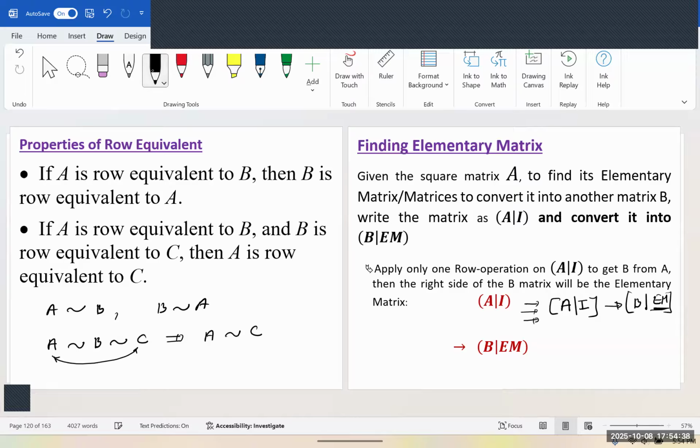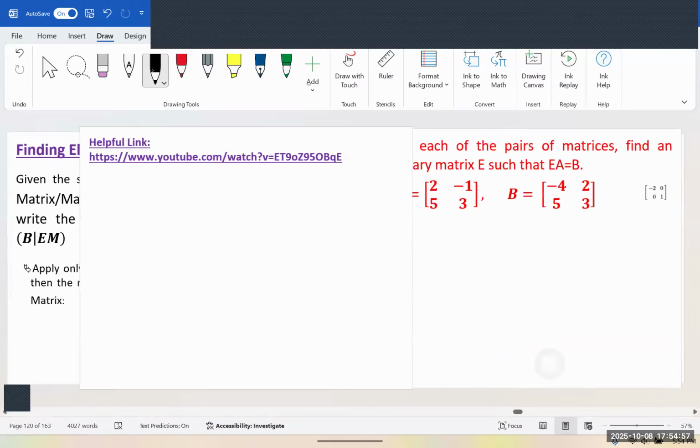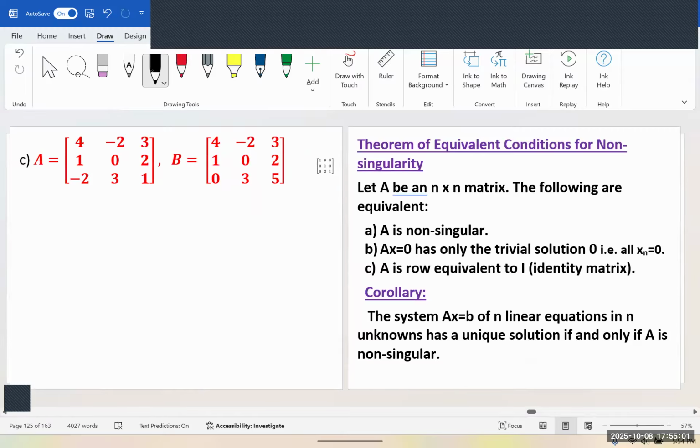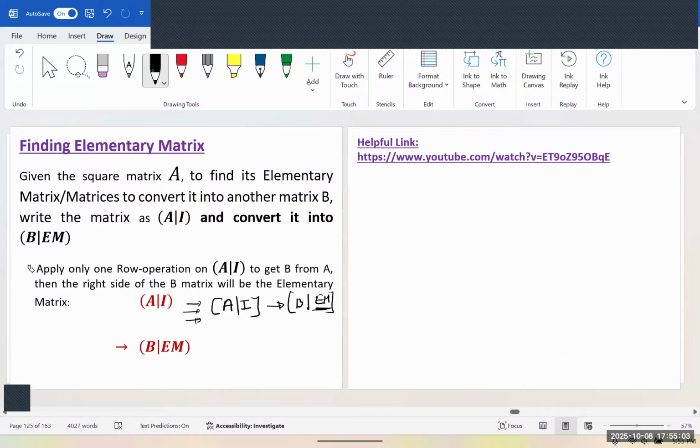So basically we write the original matrix and the identity matrix side by side, and we apply row operations so that we get what we desire. And this is also one way of finding the inverse matrix. Do I have it here, the inverse matrix? No, later.